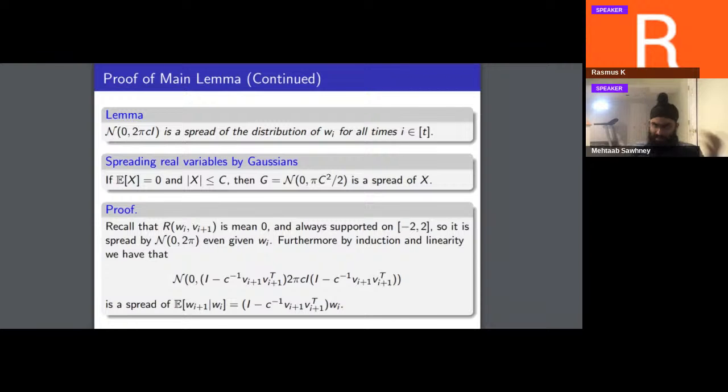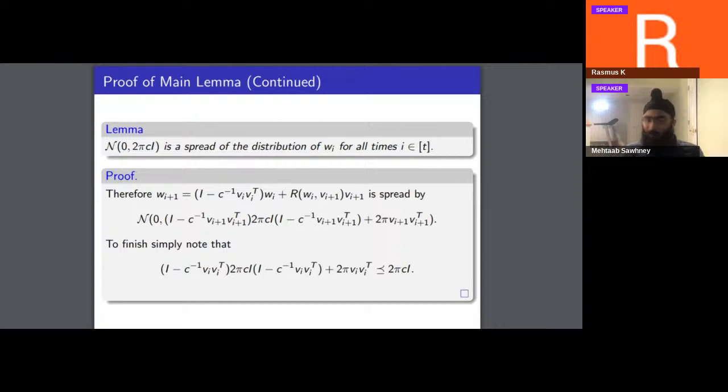Furthermore, by induction and by this linearity property, you know that the expectation of wi plus 1 given wi is spread by the matrix. So if you just have wi, it's spread by N(0, 2 pi c I). But we also have this fact that in expectation, wi plus 1 contracts in the direction of vi plus 1. So you have to adjust for this factor, this linear map contracting u inwards, and you get this expression.